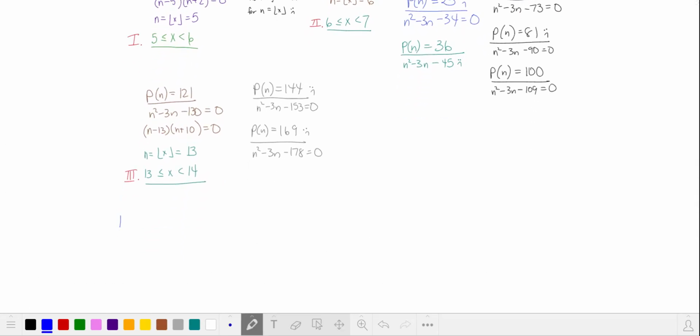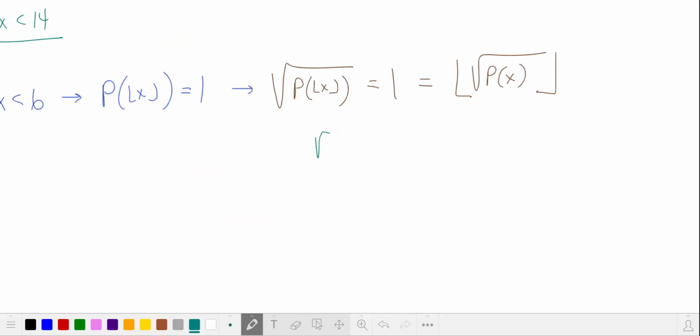We'll start with case 1. This has x between 5 and 6, gives us that p of the floor of x is equal to 1. This is the same as the square root of this is also 1, and this is the same as the floor of the square root of p of x. Inside the floor function, this means that the square root of p of x is going to be between 1 and 2. We'll square this through, and p of x is between 1 and 4.